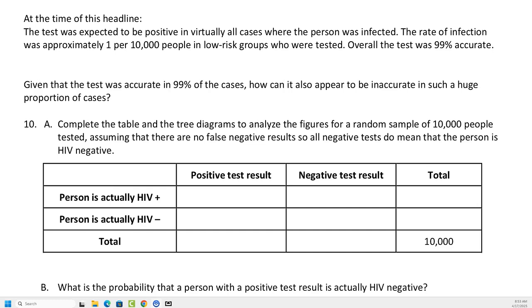But notice this here. They are giving us a piece of information that's important, and it's the rate of infection was approximately 1 in 10,000 for people in low-risk groups who were tested. So that is going to be persons that actually have HIV. That's going to be right here. So I can put this information in. That will be 1 in 10,000.